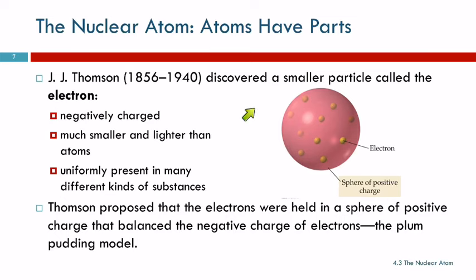And here's a picture. So this pink stuff is this sphere of positive charge, and then the electrons are just random in here. Now, in the United States, we're not familiar with plum pudding. Thomson was British. The closest thing we have would probably be a blueberry muffin. So this is a blueberry muffin model of the atom, where the blueberries are the electrons, and the muffin part is that positive sphere. So the blueberries are just kind of random inside.